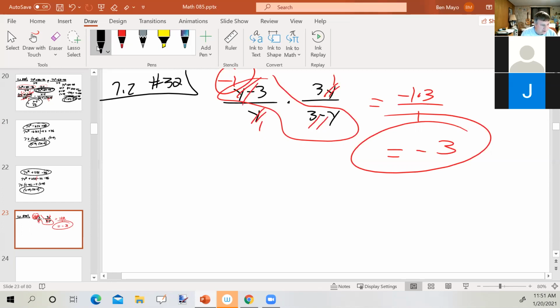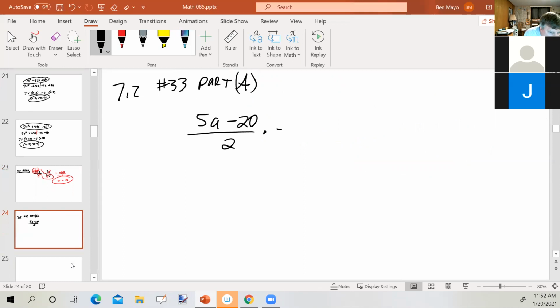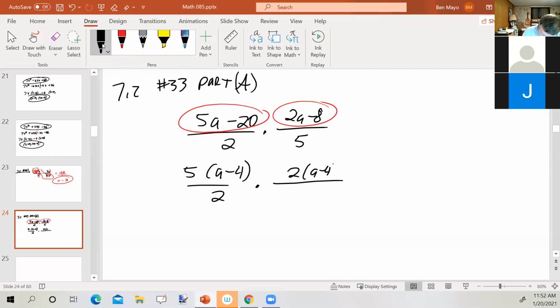And one last one, and this is number 33, part A. It says, perform the operations and simplify if possible. So we have 5a minus 20 all over 2 times 2a minus 8 all over 5. Okay, I'm going to factor this and this further. So I'm going to get 5 times a minus 4 over 2 times 2 times a minus 4 over 5.